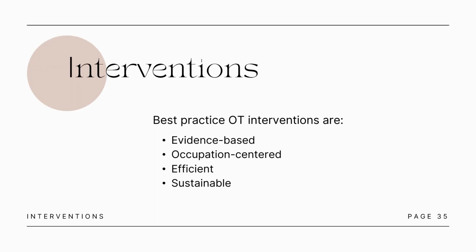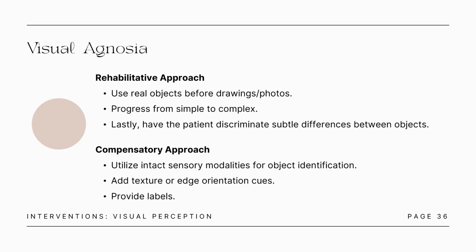As I searched the literature for interventions to address each of these deficits, I focused on interventions that were evidence-based, occupation-centered, efficient for the hospital setting, and sustainable. I separated the perception interventions into rehabilitative or restorative approaches and compensatory or adaptive approaches. These first two, I think, are standard within OT.